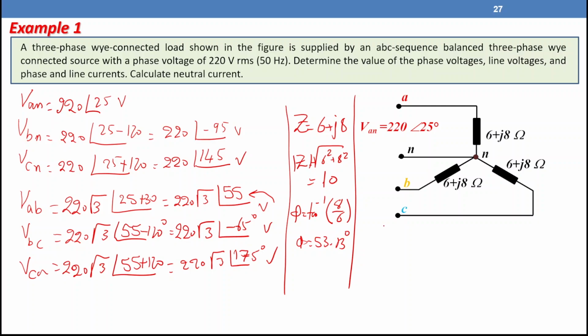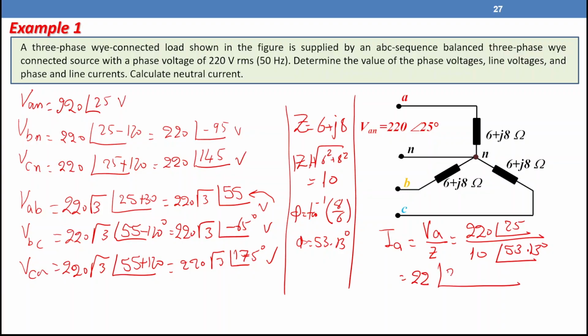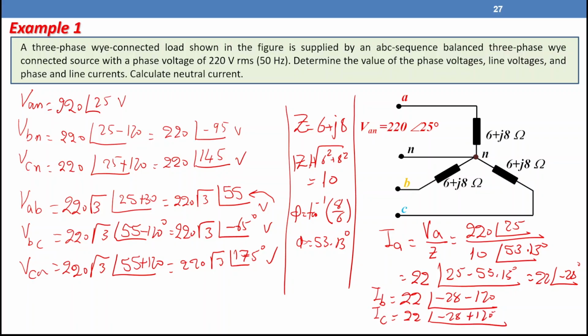So we can calculate IA now. So IA is VA over Z. So that one will be 220 angle 25 over 10 angle 53.13. So the current is 22 ampere angle 25 minus 53.13, which is minus 28.13. So that one will be something like 22 ampere angle minus 28 degrees. So what about IB? IB equals the same value, 22 angle minus 28 minus 120, and IC will be the same amplitude, angle minus 28 plus 120 ampere.